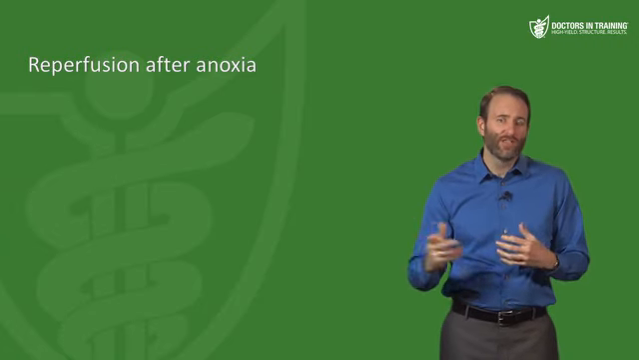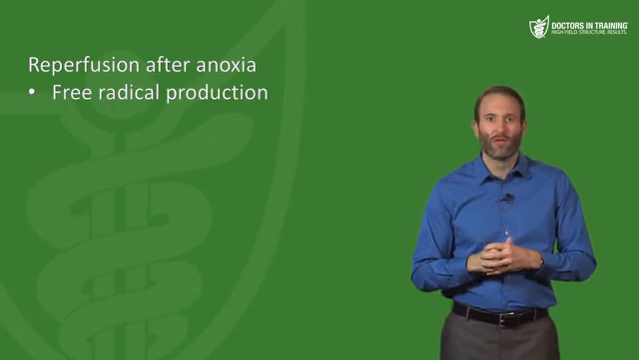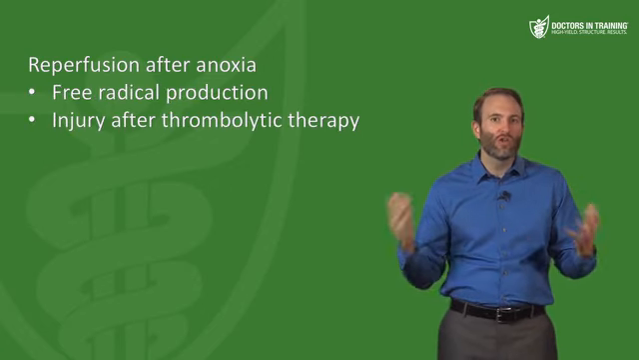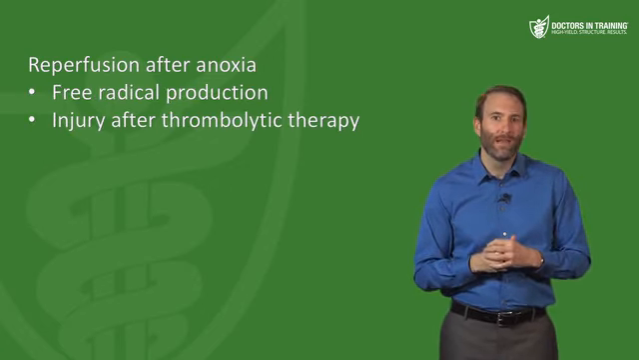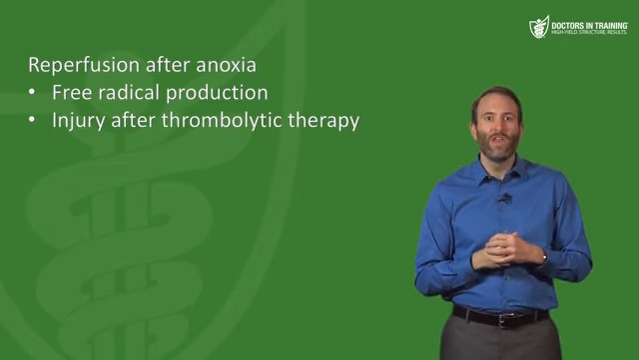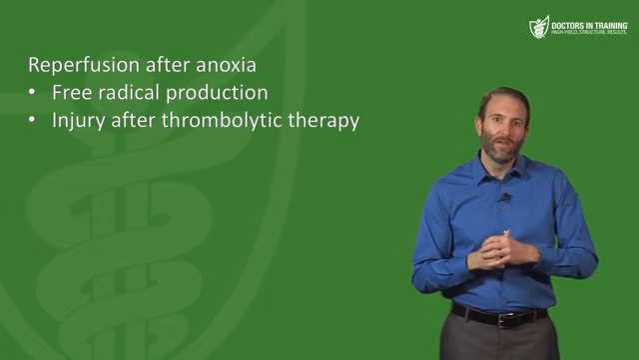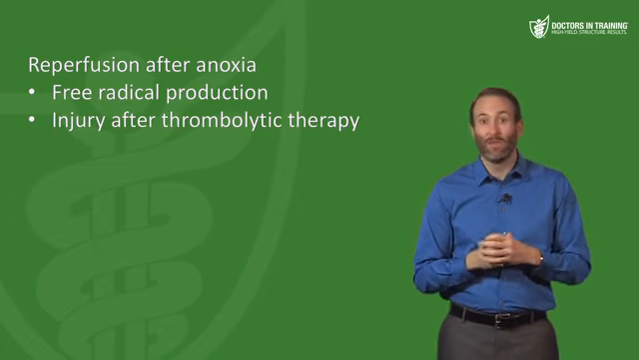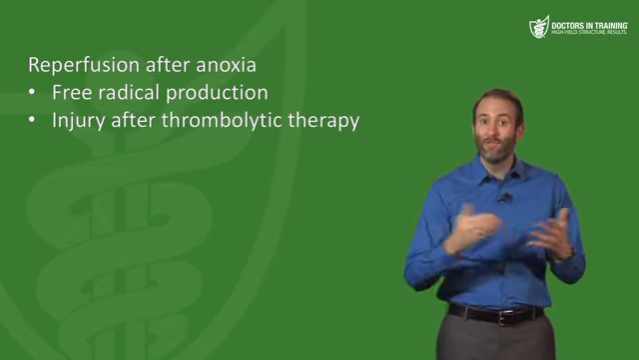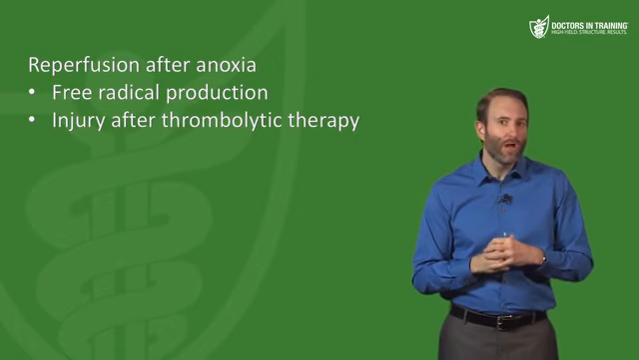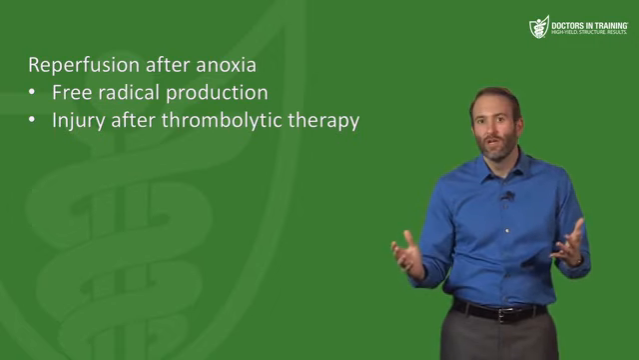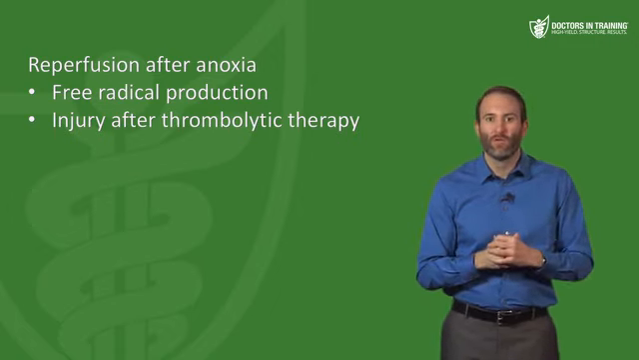Reperfusion after anoxia is another problem. That's going to produce free radical production. So this is actually a major cause of injury after thrombolytic therapy. So this is why we have windows for thrombolytic therapy. So say in a stroke patient, if you can catch the ischemic stroke within maybe 3 hours, you can go ahead and give your thrombolytic. If it's beyond 3 hours or even beyond 6 hours, you can't do it because of that reperfusion injury.